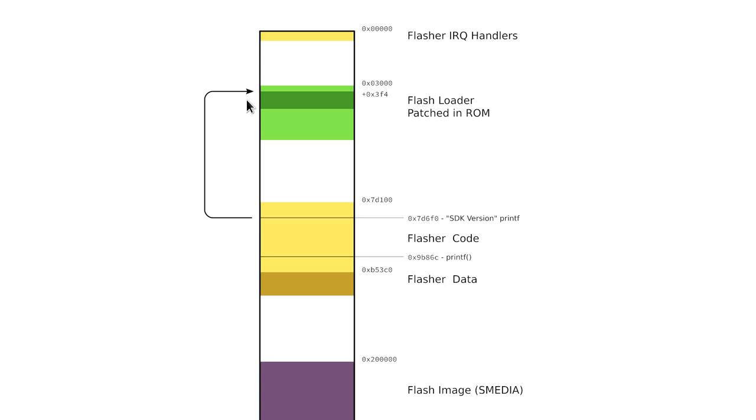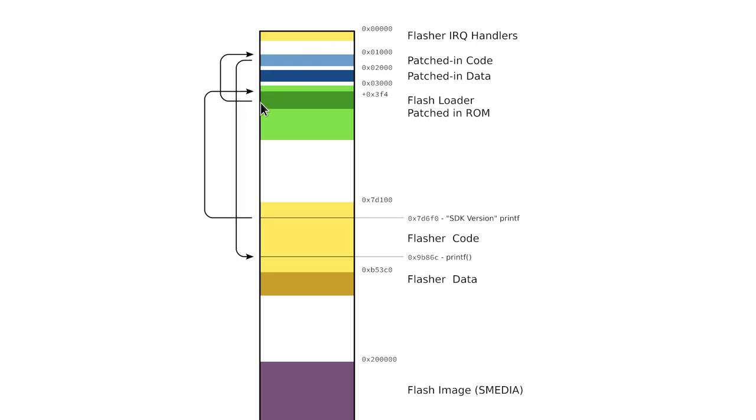Furthermore, it's also helpful to be able to print things with printf, which it's possible to do. We just need two things. We need a place to store our printf strings here in this patched in data section, and we need a place to store some patched in code. Now, how this works is that we can now patch a single instruction within our flash loader function so that instead of doing its normal operation, it will jump over to our patched in code.